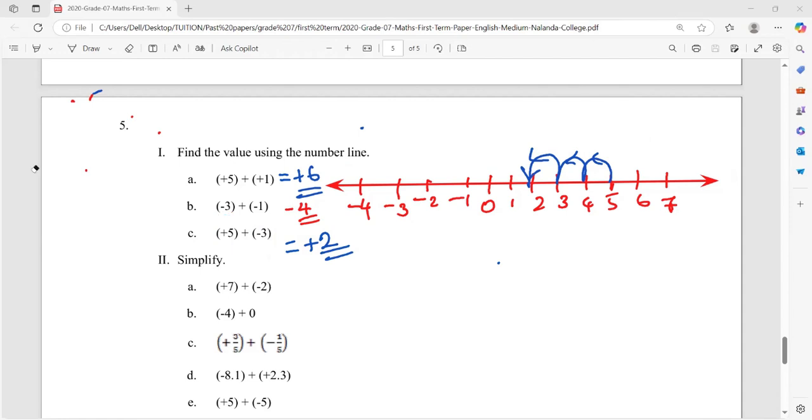Now let's go to this one in this second part. Here you do not have to use the number line. So I have told you this is positive.